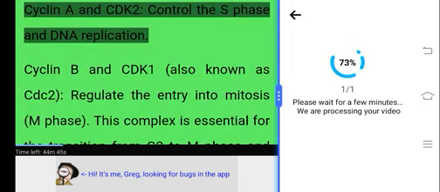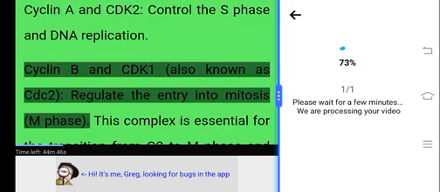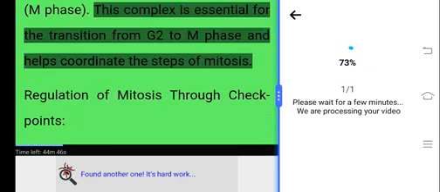Cyclin A and CDK2 control the S phase and DNA replication. Cyclin B and CDK1, also known as CDC2, regulate the entry into mitosis, M phase. This complex is essential for the transition from G2 to M phase and helps coordinate the steps of mitosis.